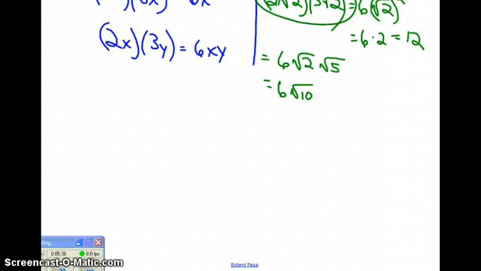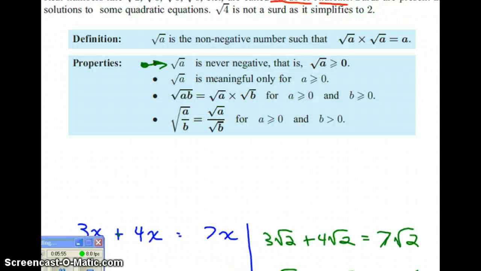No. A radical A is never negative. It can't be. Why not? It's not real, right? We talked about imaginary numbers already a little bit last year. If A is negative, it means it's an imaginary number, so we're not going to look at those yet. We do get to them this year. We talk about complex numbers, so we'll explore that. The square root of A is meaningful only when A is greater than 0.